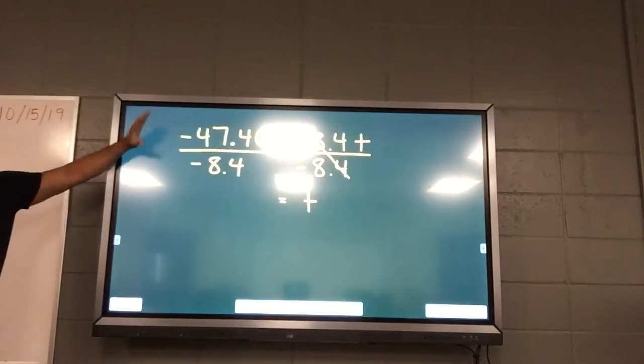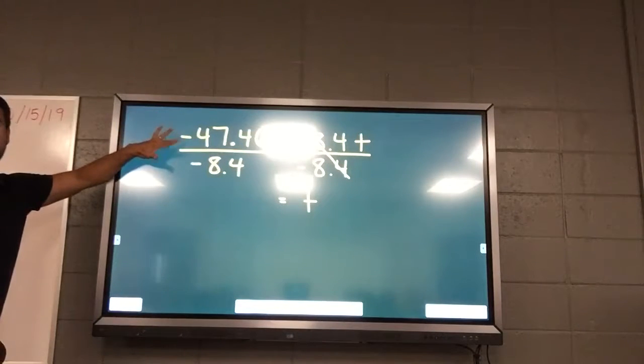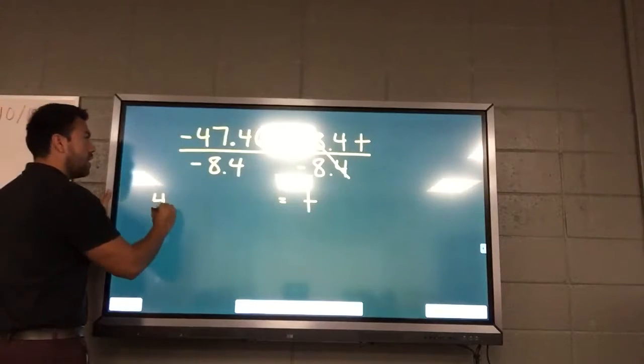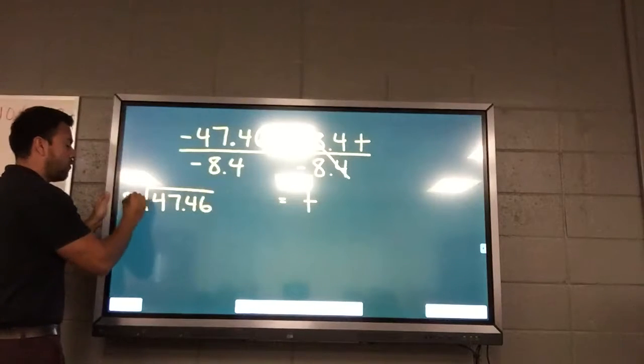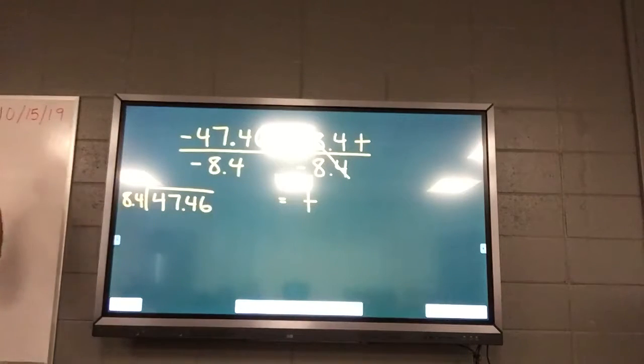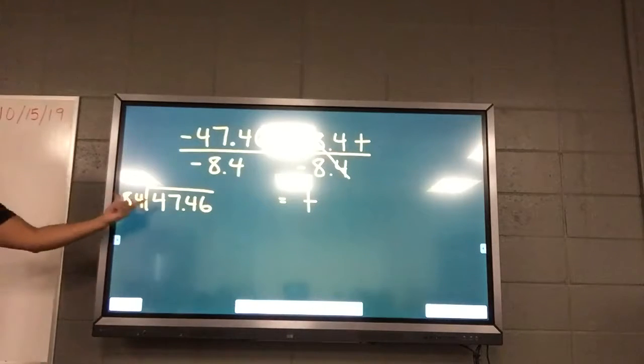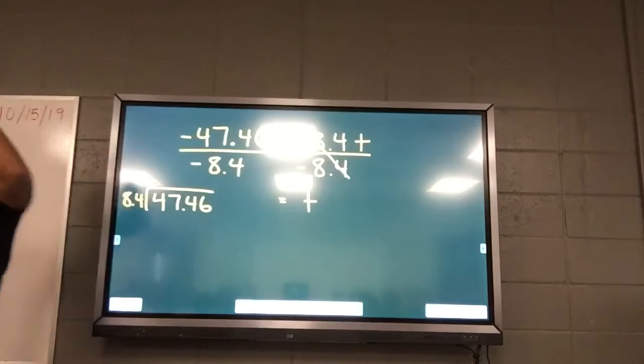And then I divide these out, and you're like, oh no, two negatives. Two negatives divided together give me a positive, I already said this. So I'm just doing 47.46 divided by 8.4. How do I know that the 8.4 goes outside the box? Someone help me out, because some of you are going to get confused, and then that makes it a very hard problem. Yes, sir? Aiden?